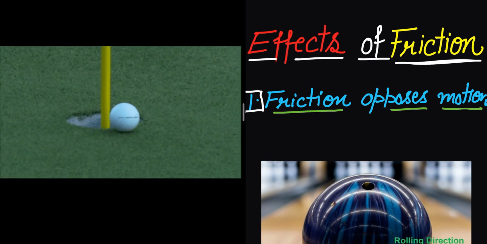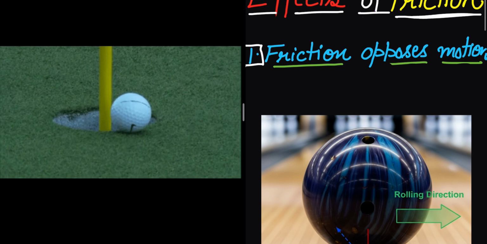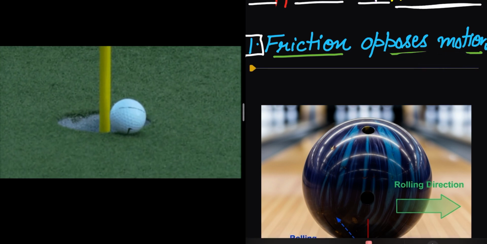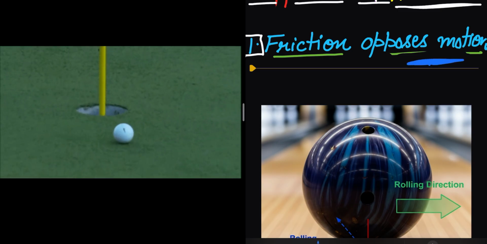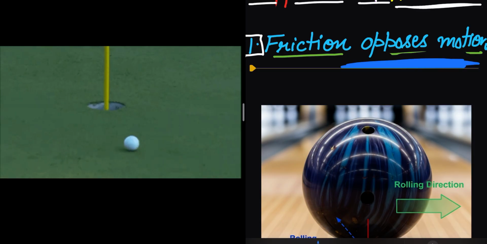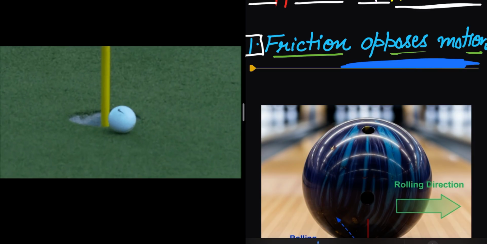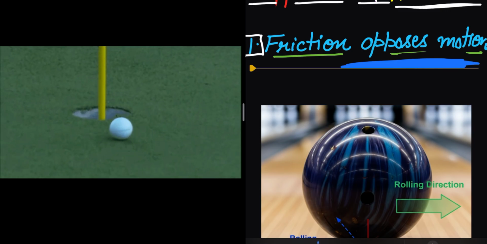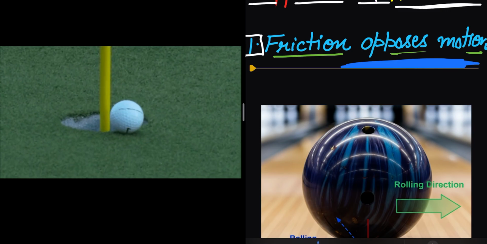So let's start with the first one. What is the first effect of friction, students? Friction opposes the motion. This is the reason why this force is always called a resistive force, because it will always oppose the motion. What is the meaning of oppose? It means it will always try to stop the motion of a moving body.